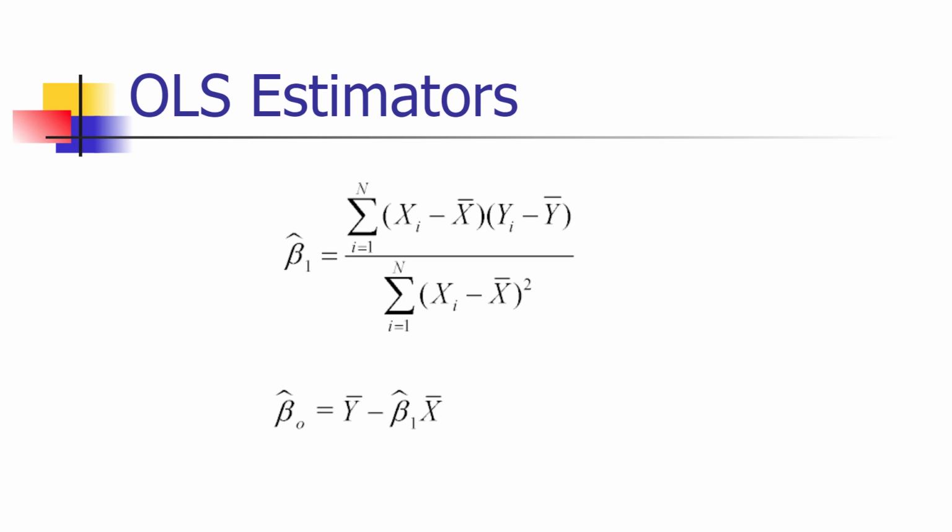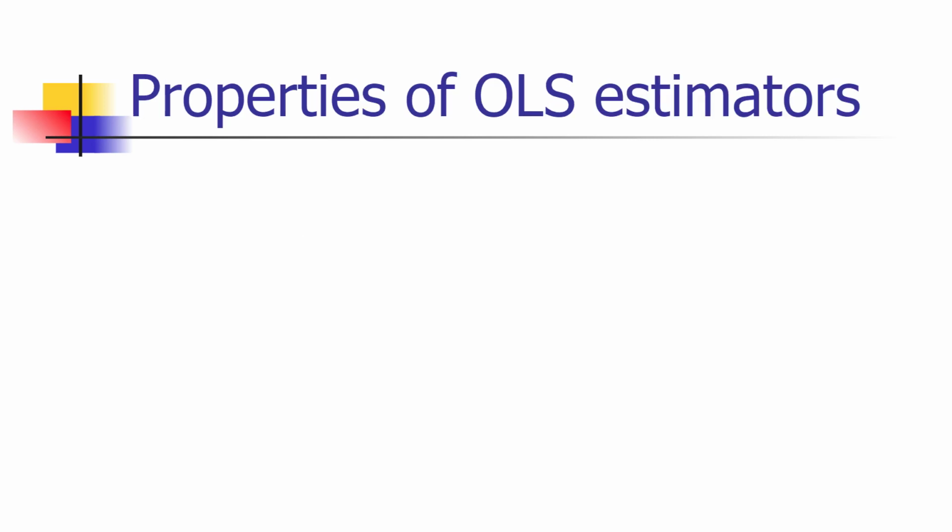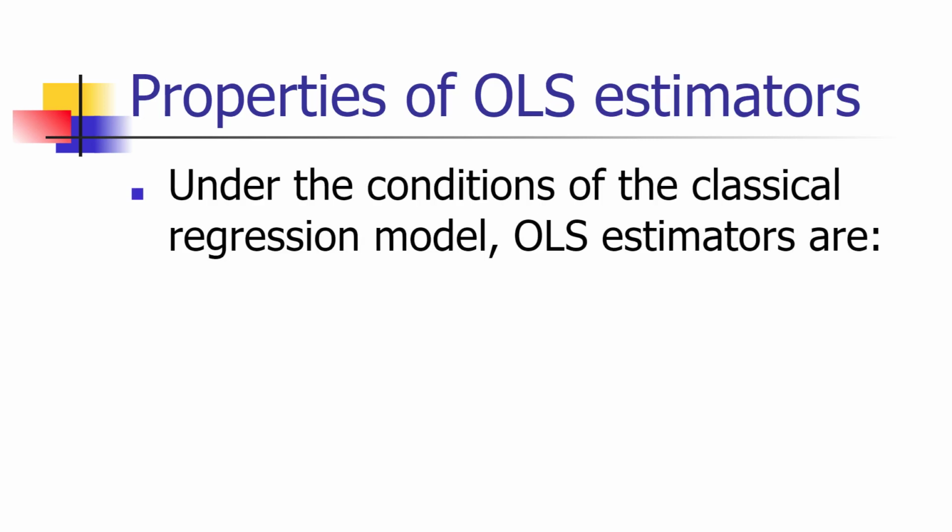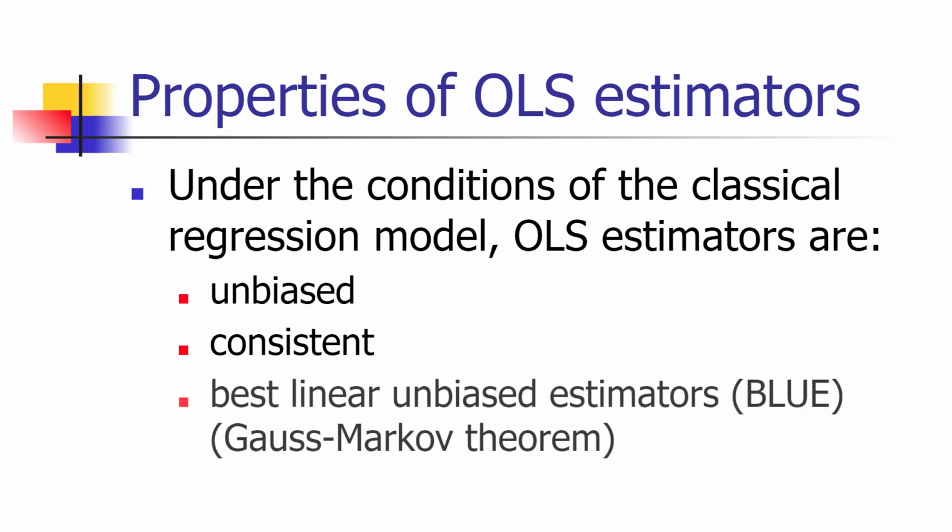As we talked about a little bit before, under the conditions of the classical regression model that we talked about in the last video, the ordinary least squares estimators are unbiased, which means on average, they give you the correct estimator if you were to do this an infinite number of times. They're consistent, which means as the sample size gets larger, they tend to converge to the true values. And also, they're the best linear unbiased estimators. So among the class of linear and unbiased estimators, no other estimator attains a lower sampling variance than the least squares estimator.